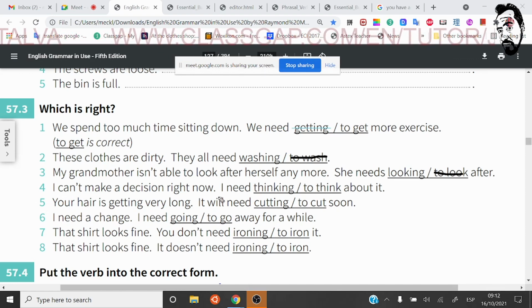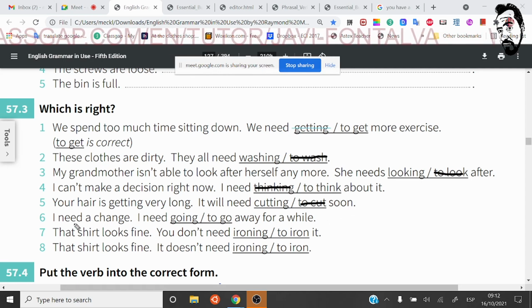4. Well, I can't make a decision right now. I need, acá sería, to think about it. Exactly. I need to think about it. Necesito pensar. I need to think about it. 5. Your hair is getting very long. It will need cutting some. Cutting. So we say hair. Hair.